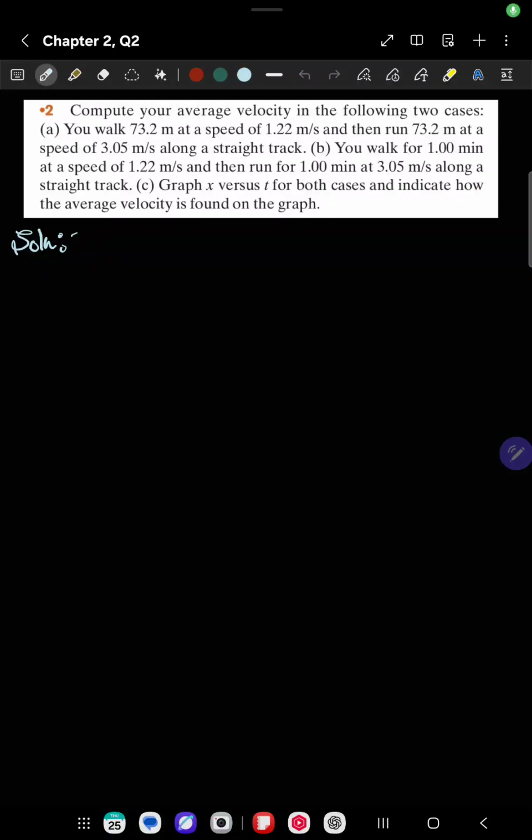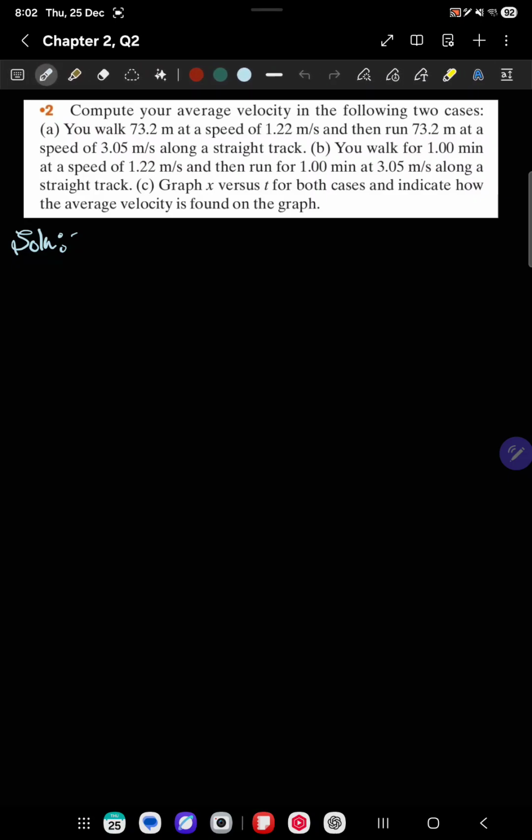This question says compute your average velocity in the following two cases. First, you walk 73.2 meter at a speed of 1.22 meter per second and then run 73.2 meter at a speed of 3.05 meter per second along a straight track. B part, you walk for 1 minute at a speed of 1.22 meter per second and then run for 1 minute at 3.05 meter per second along a straight track. C part, graph x versus t for both cases and indicate how the average velocity is found on the graph.